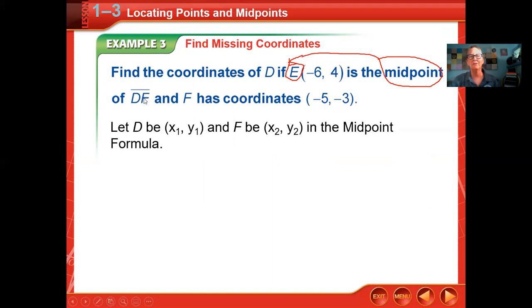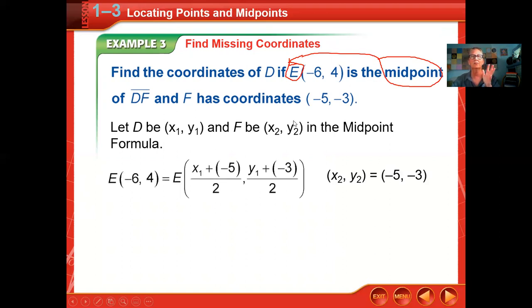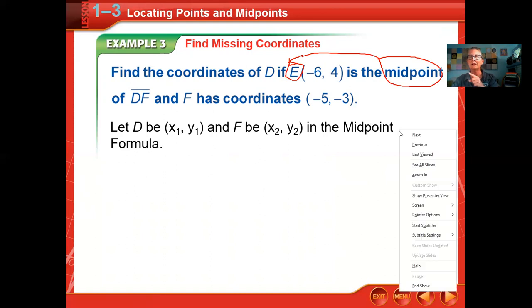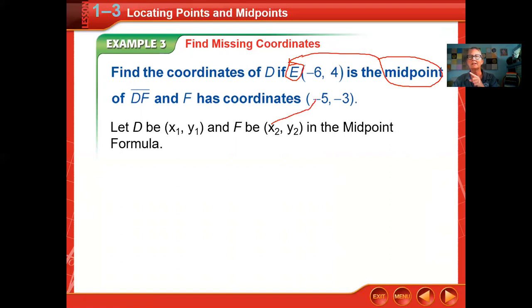So D and F, remember, are the endpoints of some segment, and E is in the middle. Kind of makes sense, D, E, F. Okay, fine. I'll give them that. So D is X1, Y1, and I don't know it. That's what I'm looking for. F is X2, Y2. Okay, let me make that go away because that was too scary. So D, I don't know. That's what I'm looking for. F is given, and it's -5, -3. So grabbing the pen. So this is X2, and this is Y2. Okay.